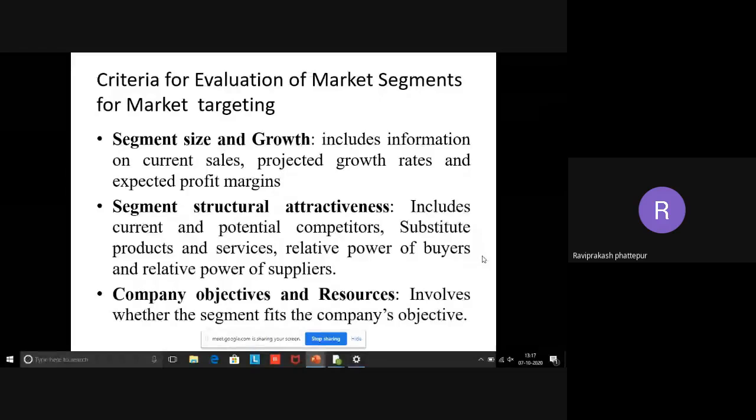First is segment size and growth. So you have to take the previous data. What was the size like 5 years back and what is it now? At what rate is that particular segment growing? In India, they say labor is available and India has people with age below 30, around 60 to 75%, they say. At what rate is it growing or at what rate is it declining?